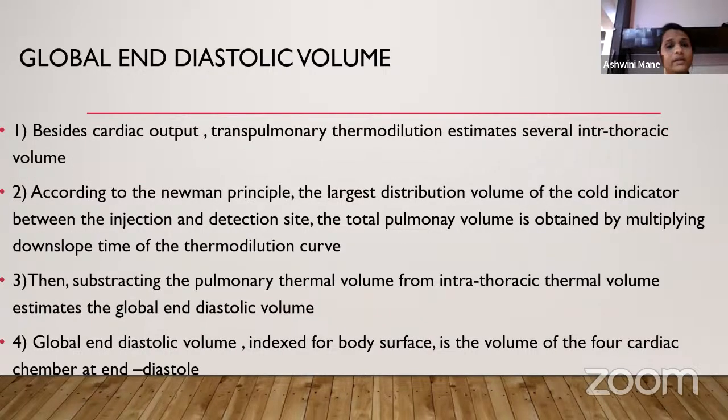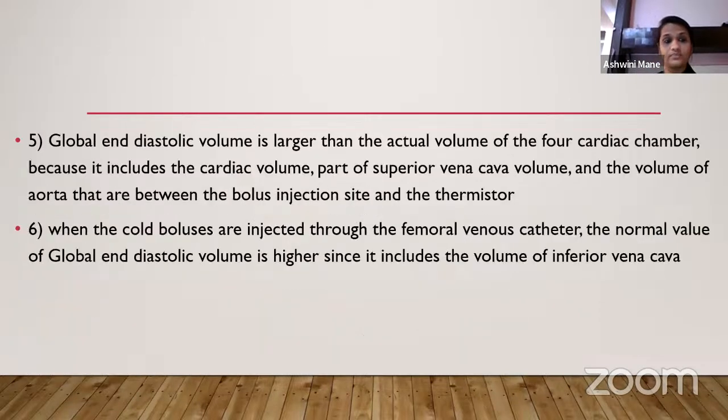So next is the global end-diastolic volume. Besides cardiac output, transpulmonary thermodilution estimates several intrathoracic volumes. According to the Newman principle, the largest distribution of volume is the cold indicator between injection and the detection site. The total pulmonary volume is obtained by multiplying the downslope time of the thermodilution curve. Then subtracting pulmonary thermal volume from intrathoracic thermal volume estimates the global end-diastolic volume. The global end-diastolic volume index for a body surface is the volume of 4 cardiac chambers at end diastole.